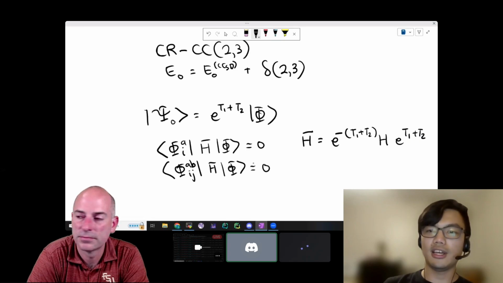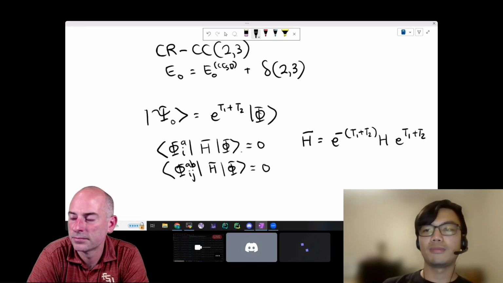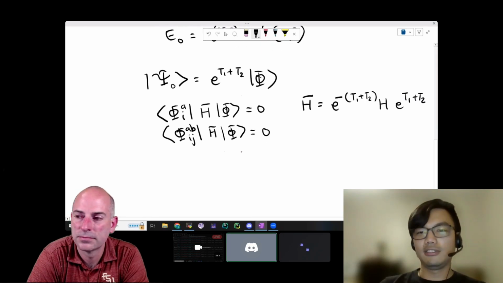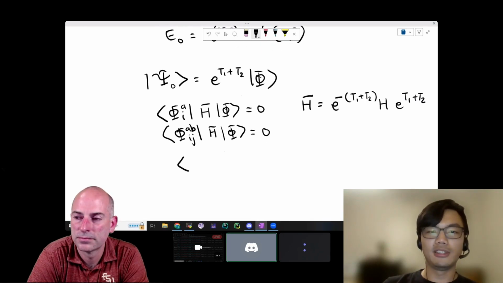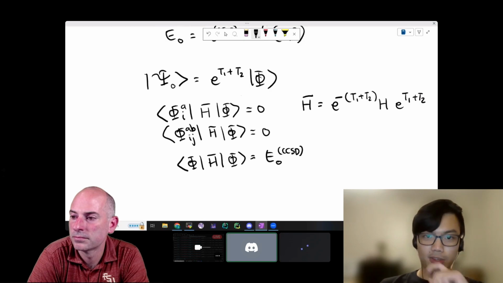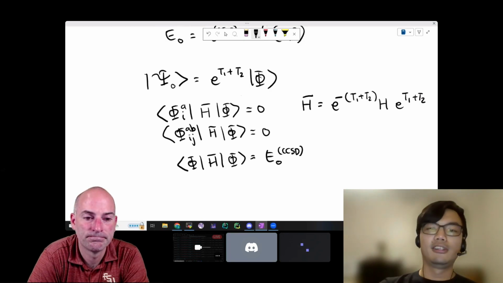So you truncate that and you zero this. So if you solve this equation, then your energy is always going to be your expectation value of H bar relative to the reference determinant. This always gives you that after you solve for the T1 and T2 amplitudes, right?